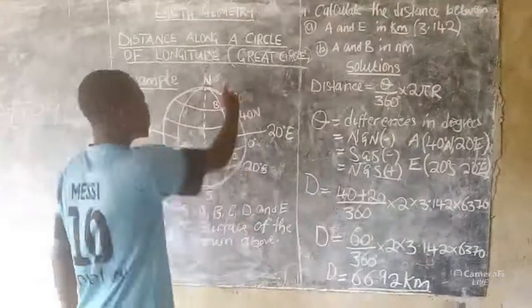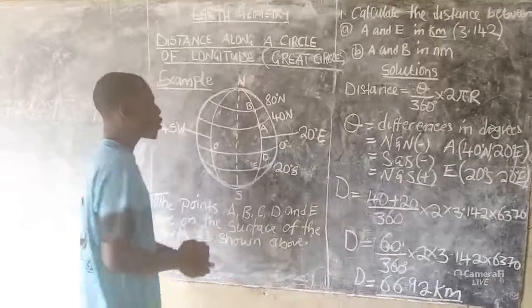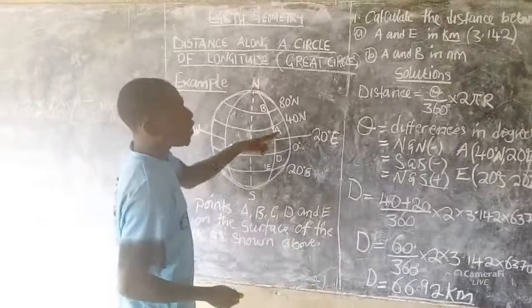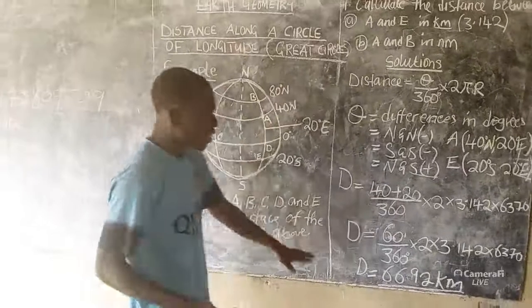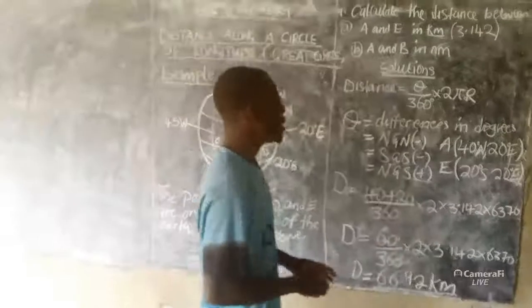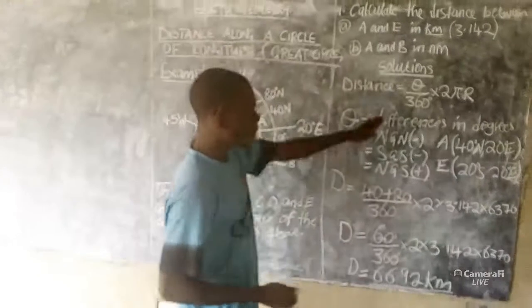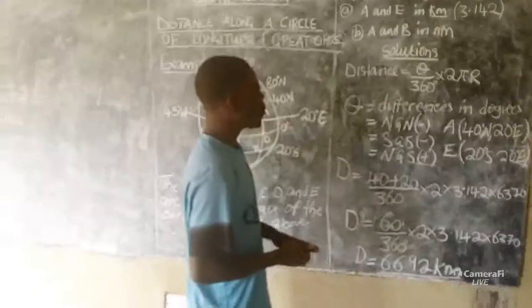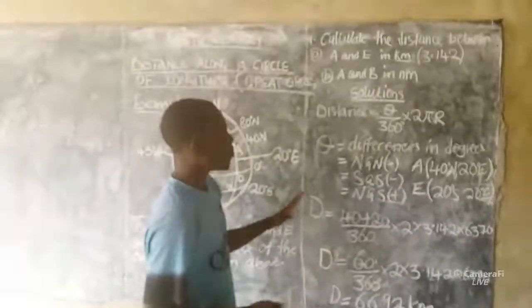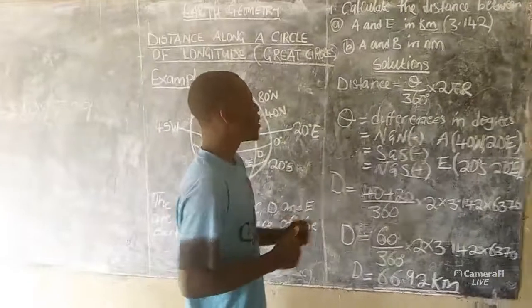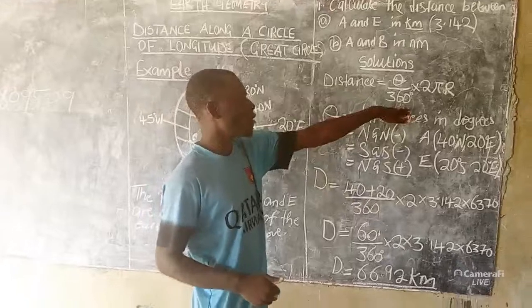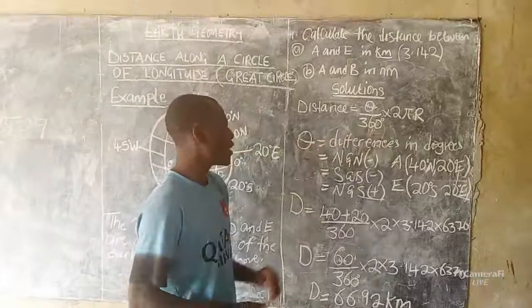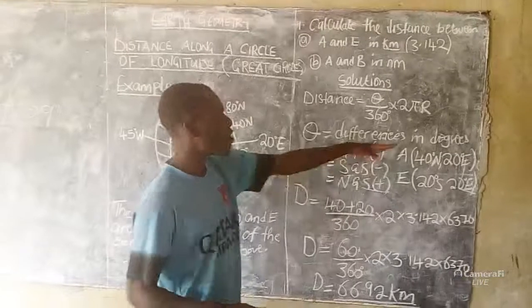So we are calculating distance on the same longitude. So we are calculating A and E, and this is all we can write for now. So what I'm saying is, when you're calculating the distance, we follow this formula. This is the formula we follow when we're calculating the distance. And we say differences in degrees.